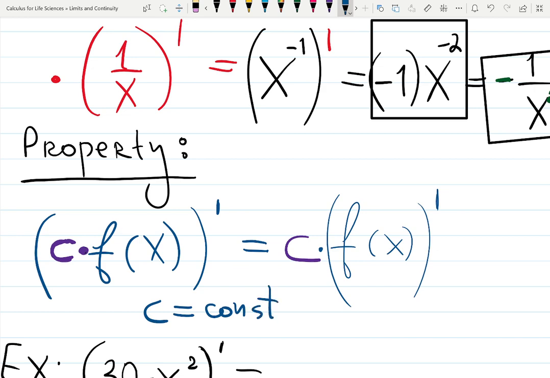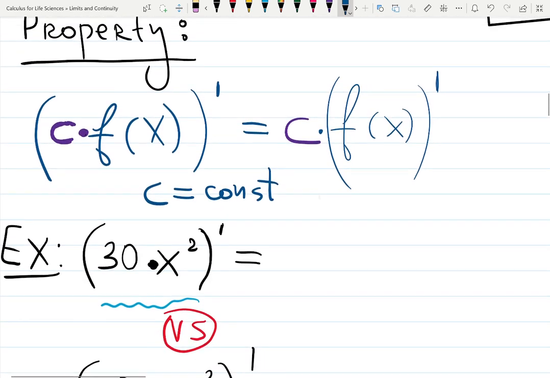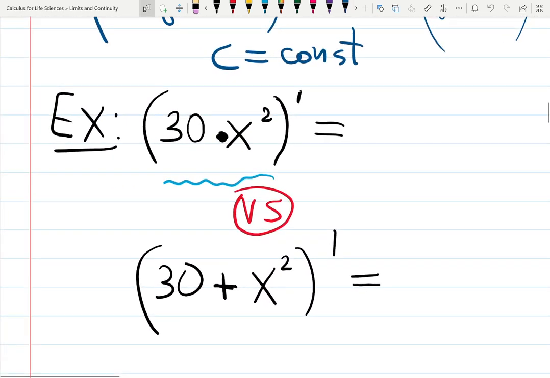Or explain it this way. When a constant is standing separately by itself, like 5, the speed of that constant is 0. When you differentiate, this is 0. But when the constant is multiplied by a function, that is a rate of change now. It shows you how fast this function is increasing or decreasing, how fast the bacteria are multiplying, how fast the cancer is spreading. So now it actually represents the speed. So that's why it's not 0 anymore. For example, see the difference. 30 is multiplied by x squared, or 30 is added to x squared.